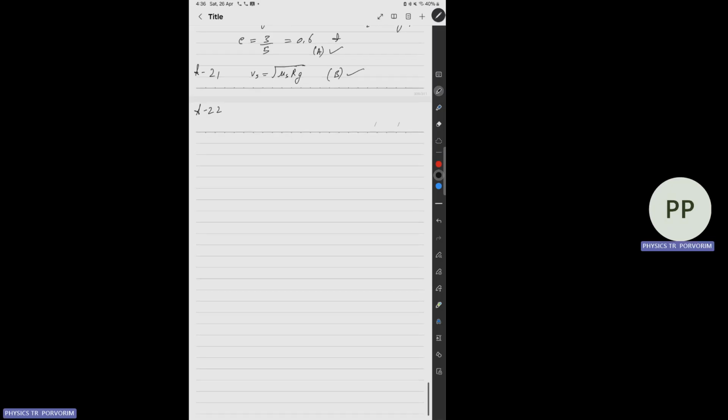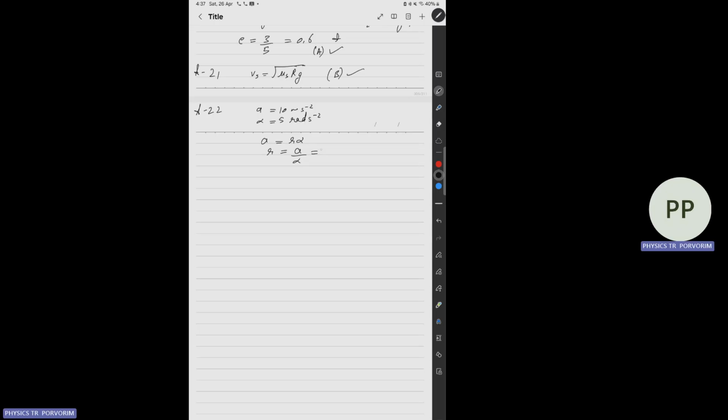22. The linear acceleration of the particle is 10 meter per second square and the angular acceleration is 5 radian per second square. We have to calculate the distance of the particle from the axis of rotation. We know linear acceleration is given by r alpha, where r is the distance of the particle from the axis of rotation. So r is equal to a by alpha.